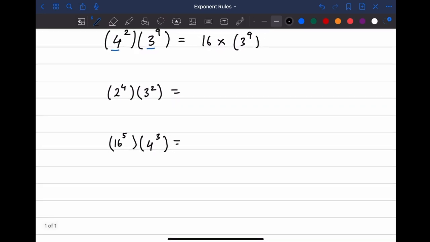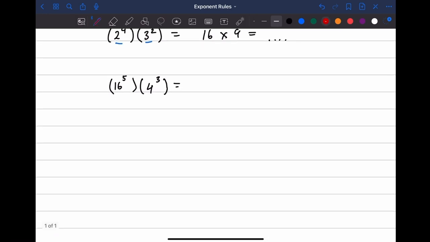But yeah, next question, same thing here. So we did not have the same base. We cannot combine these. So 2 to the power of 4 is 16. 3 squared is 9. And that's all we can do. You can find the answer of this using a calculator once again. But you cannot combine this using any of the exponent rules that we learned.